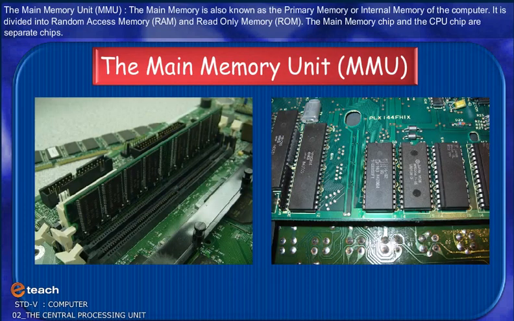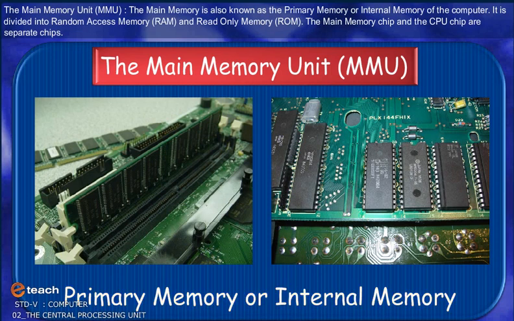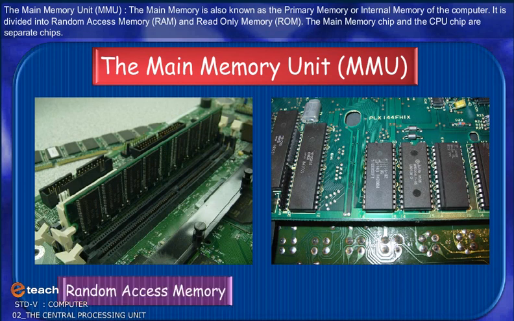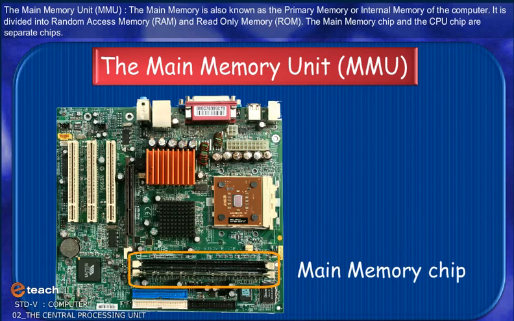The Main Memory Unit, that is MMU. The main memory is also known as the primary memory or internal memory of the computer. It is divided into random access memory, that is RAM, and read-only memory, that is ROM. The main memory chip and the CPU chip are separate chips.